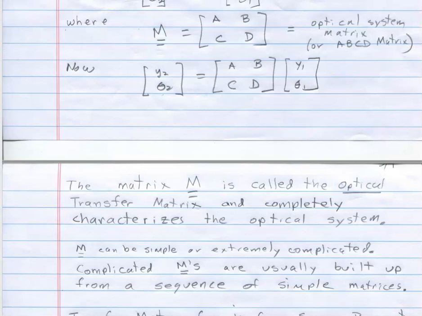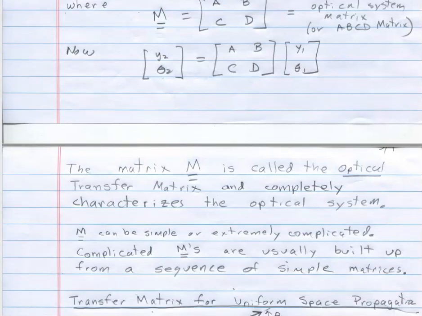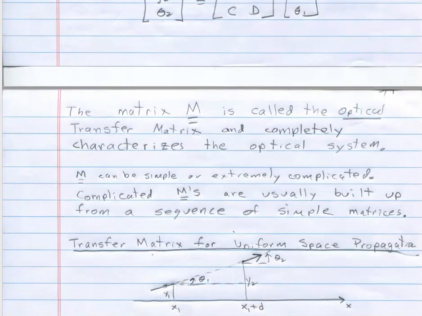As a result, this matrix, the optical system, can be extremely complicated, but ultimately it's just represented by four numbers: A, B, C, and D. Usually, for complicated optical systems, we try to build them up from simpler optical transformation matrices and apply them sequentially, one after another, and we'll see how to do that in the videos that follow this one.